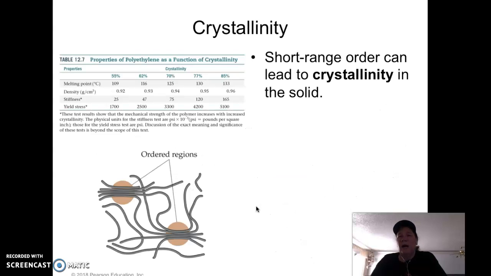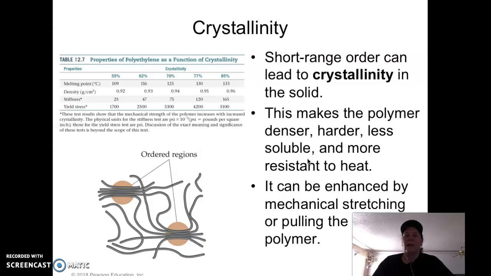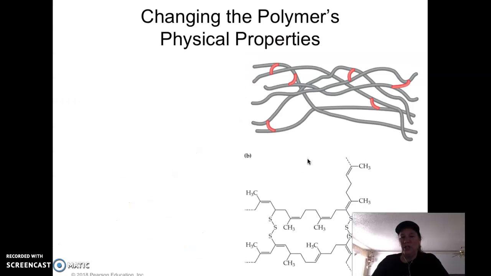When you're talking about plastics, you have crystallinity. Short order can lead to crystallinity. In other words, if the chain isn't very long, it can actually start to form crystals. This makes the polymer much denser, so it's harder. Plastics in kitchen utensils tend to be short order because you want them to be stronger and tougher. You want them to last. You can also enhance this by stretching and pulling when the polymer is molten. In other words, when it's really hot, you can change its shape.